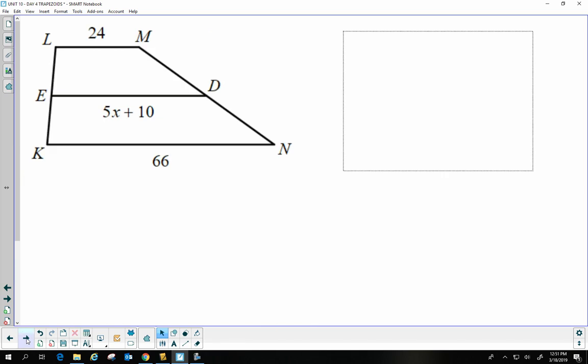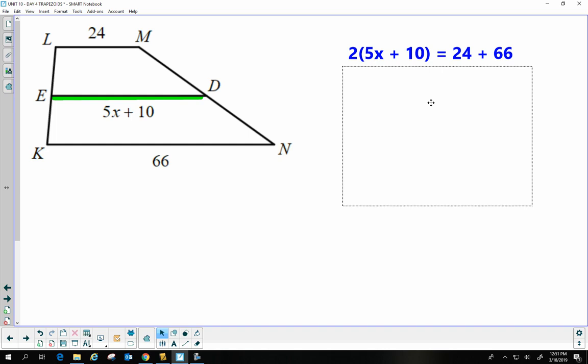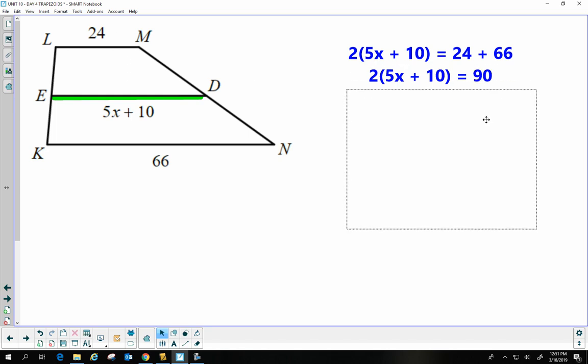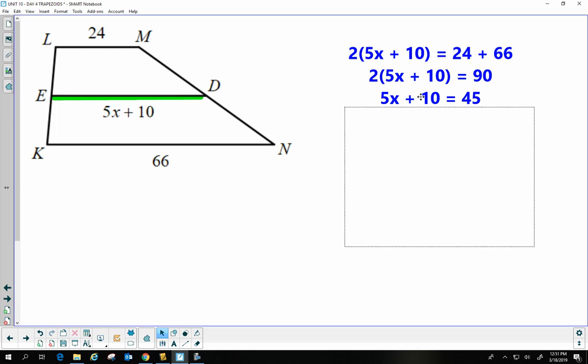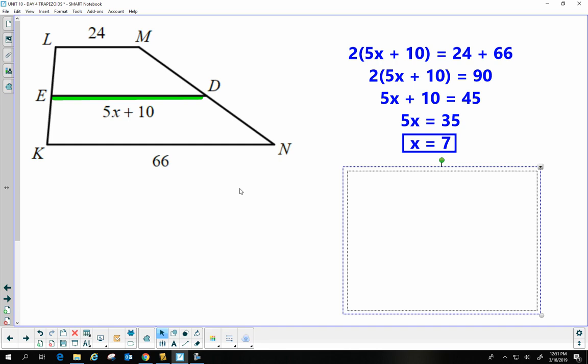So I want you to pause here and try this one on your own, then press play for the answer. So there's my mid-segment. I'm going to multiply that by 2. On the other side of the equation, add the two bases. And then I'll solve. Again, I divided both sides by 2 here. Leave 5x plus 10. This side becomes 45, and you should get 7.